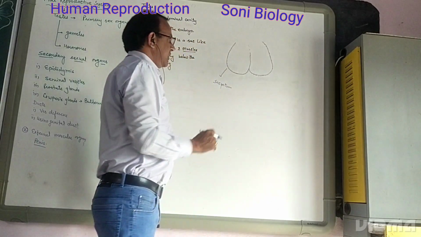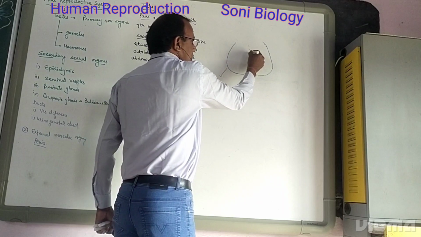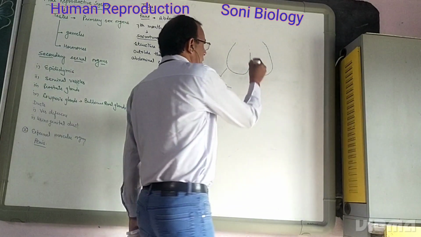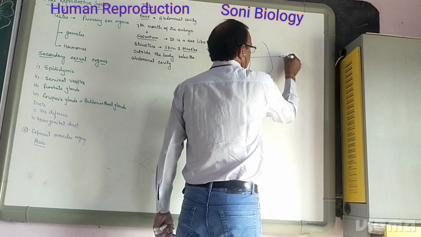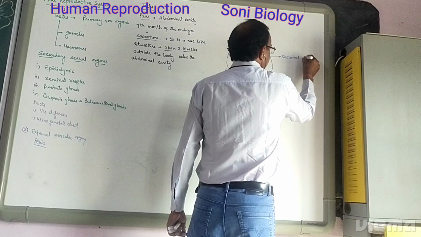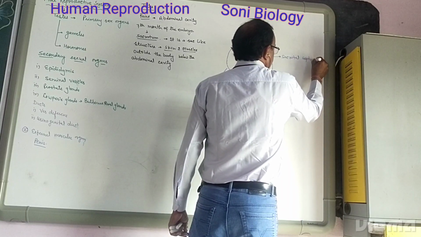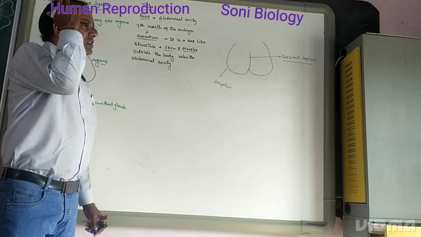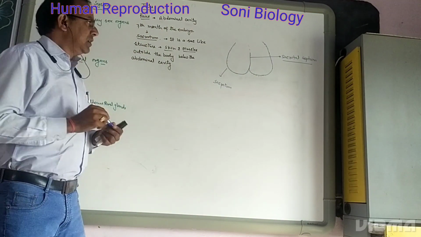The scrotum consists of two sacs. Both sacs are separated from each other by a special wall called the scrotal septum, the septum which separates both the lobes.